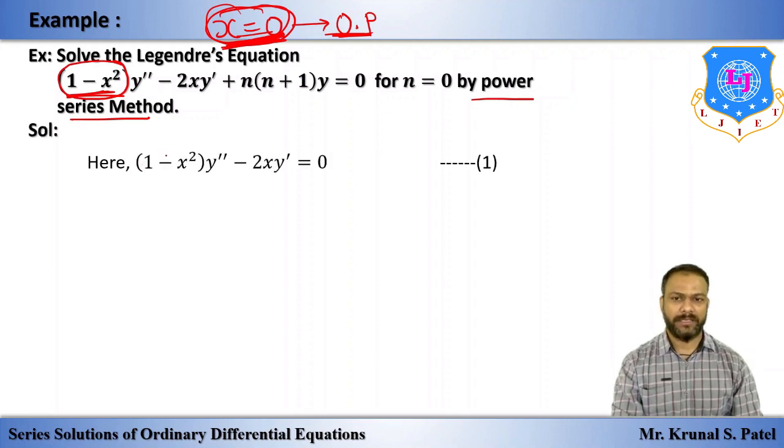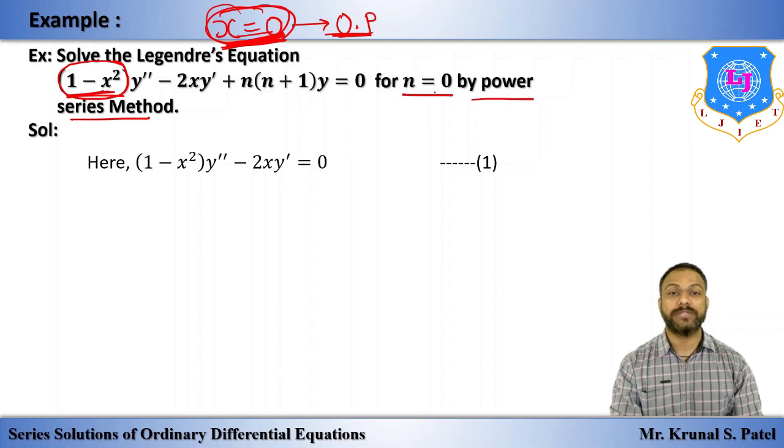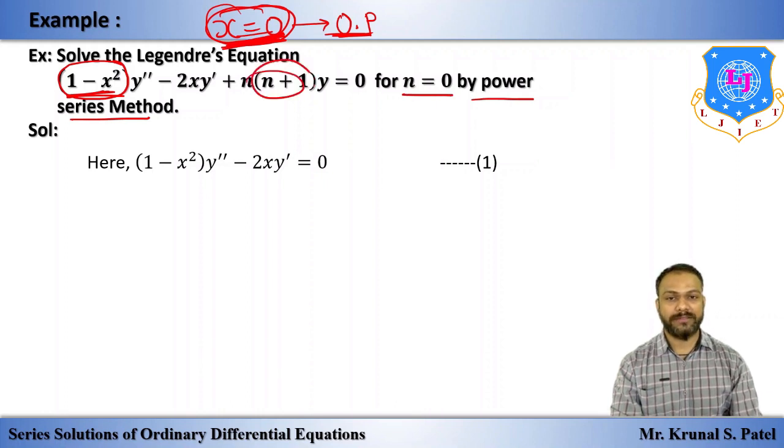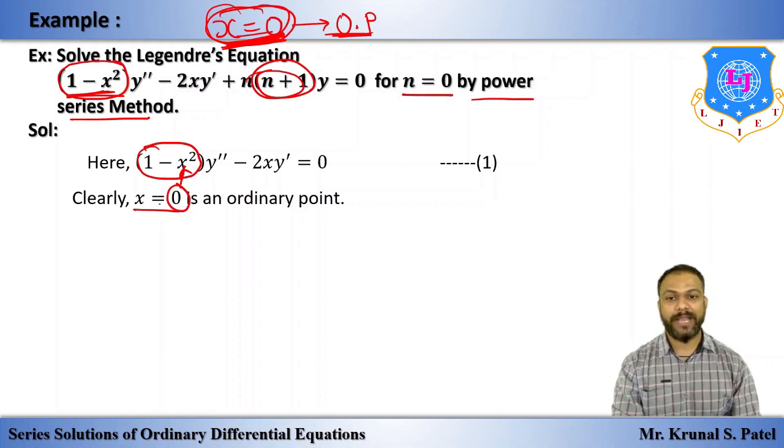This is the shortcut method. Okay, so I'm just writing down this equation, and for this we have to find the series solution for n is equal to 0. So we will put 0, so we have this term 0. The remaining terms are (1 minus x squared) y double dash minus 2x y dash is equal to 0. This is our equation number 1. Now, as I told, it is clear that x is equal to 0 is an ordinary point because the coefficient of y double dash is non-zero on putting x is equal to 0. And we have to compulsorily use x is equal to 0 only.